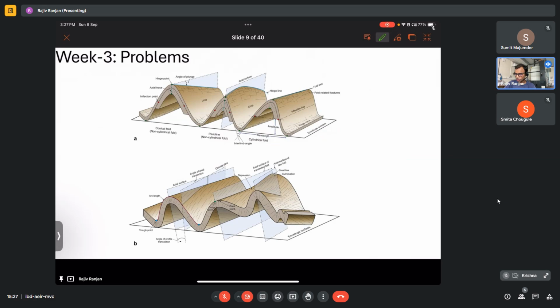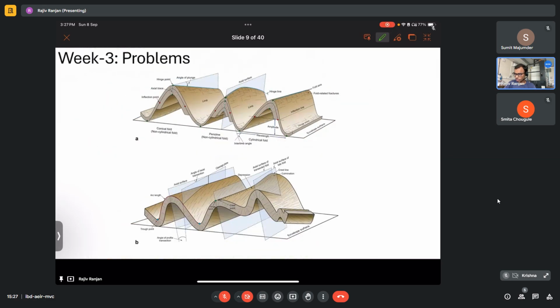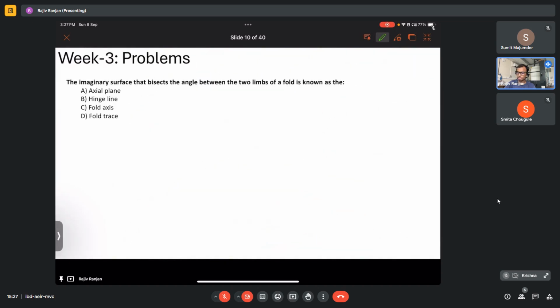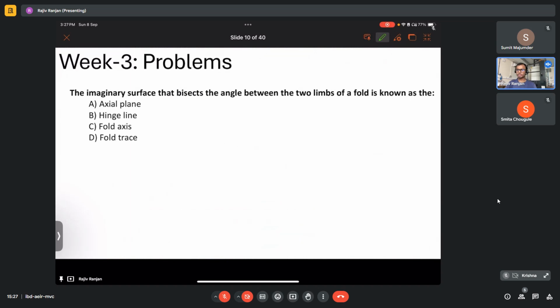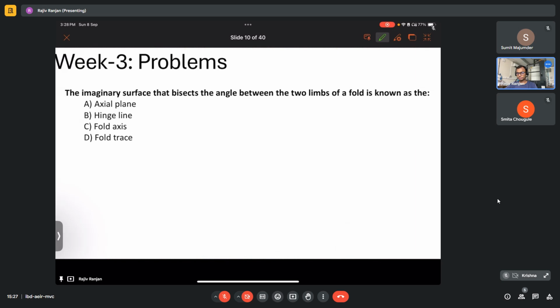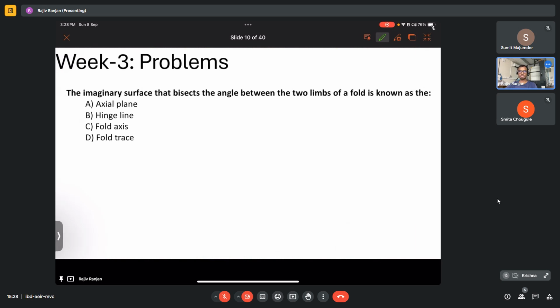So I've just kept these figures. Okay, we'll go to that later. Now it's not time to dig deep into it. So okay, let's solve another problem. The imaginary surface that bisects the angle between the two limbs of a fold is known as... I just discussed.